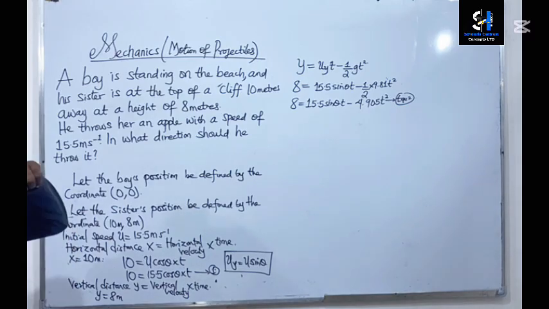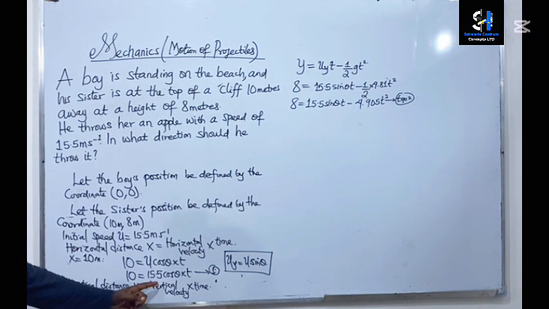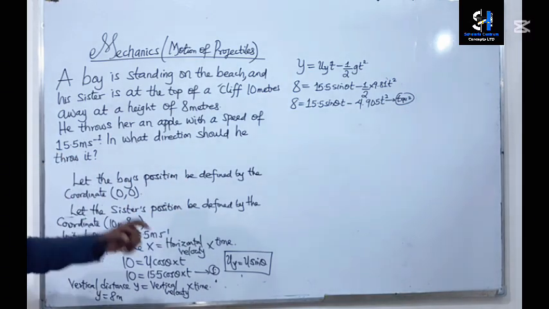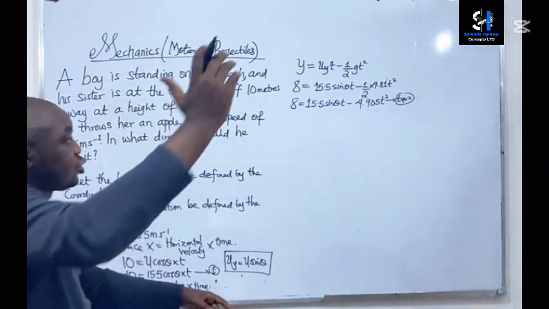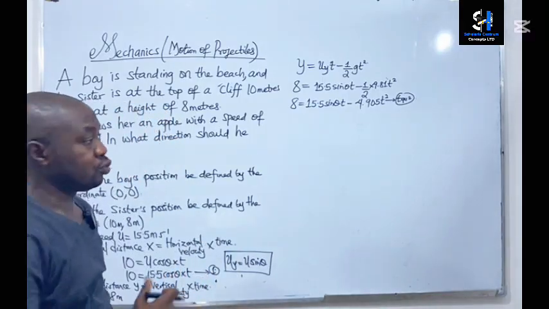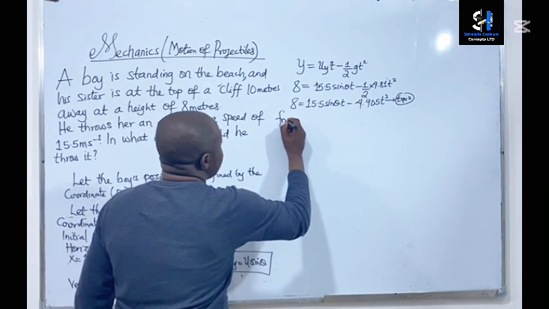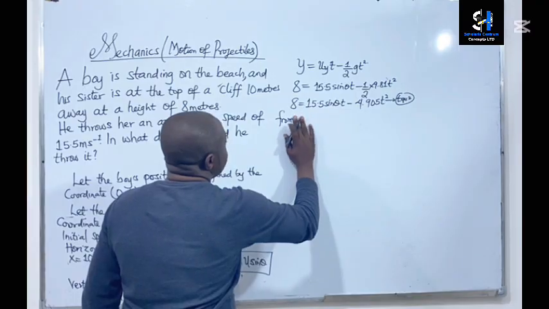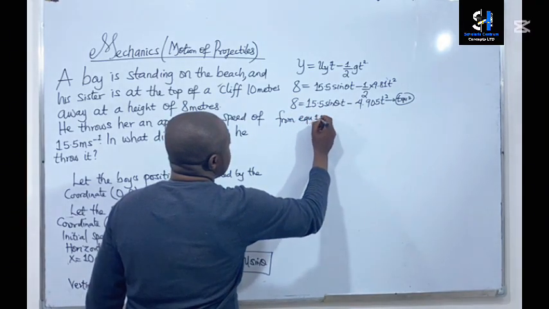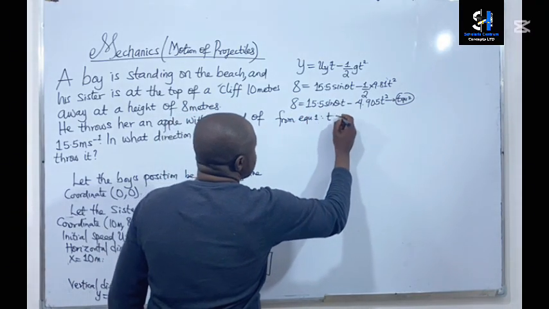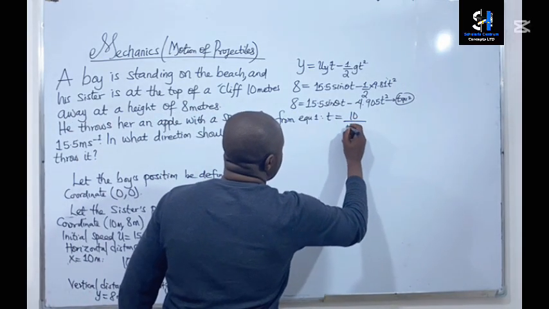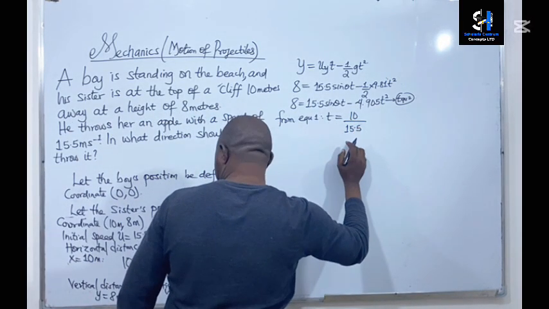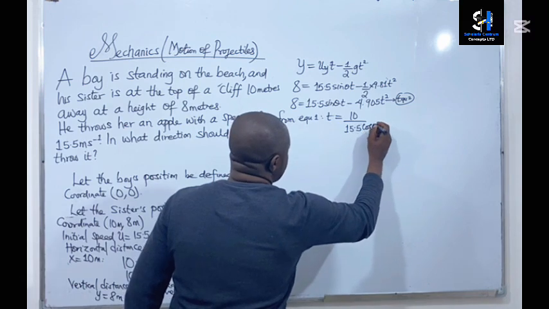Yeah, this is equation 2. Okay, so the next thing to do is, now this is equation 1 and that's equation 2. Let's make t the subject of the formula from equation 1 and then substitute for t into equation 2. So from equation 1, t will be equal to 10 over 15.5 cos theta.